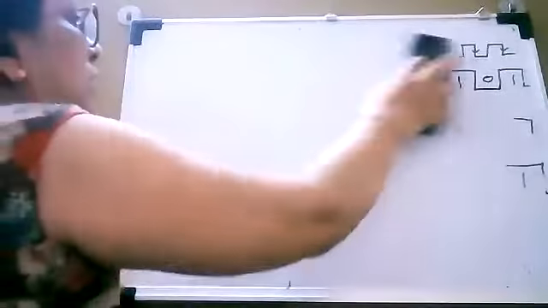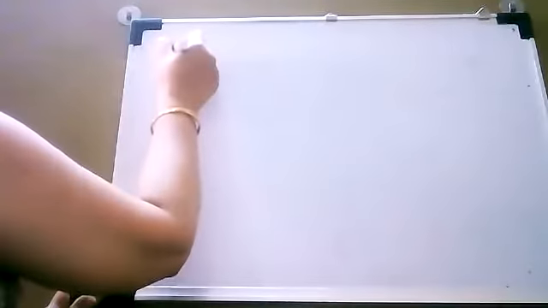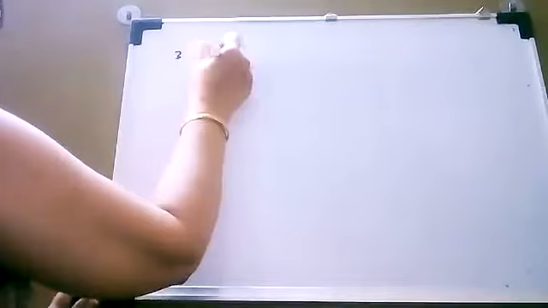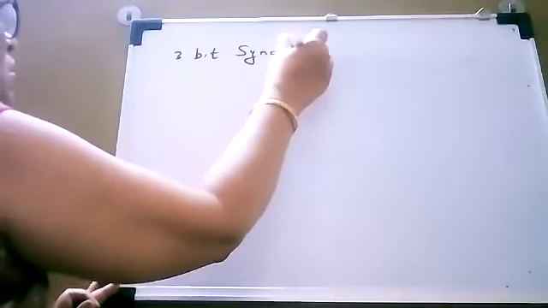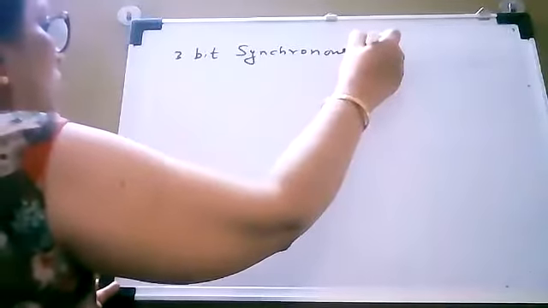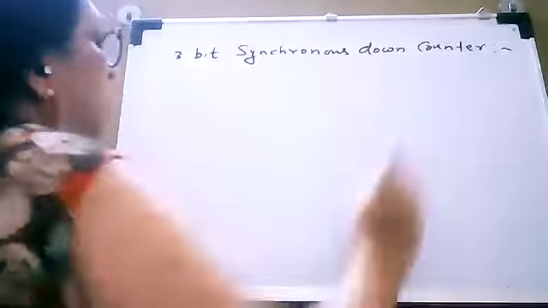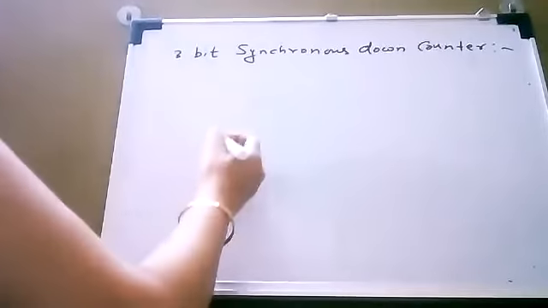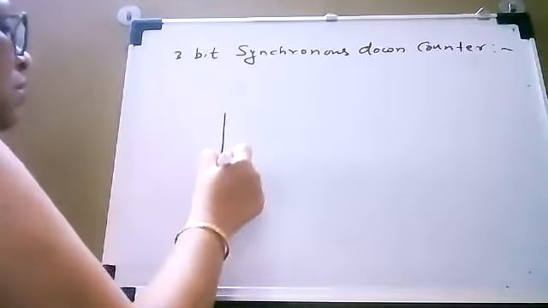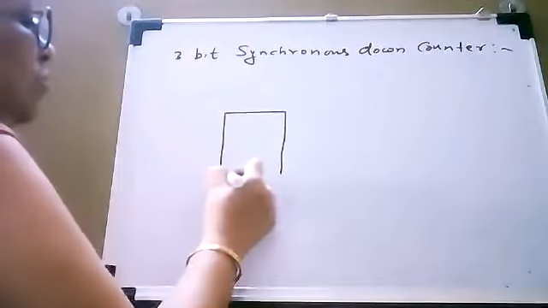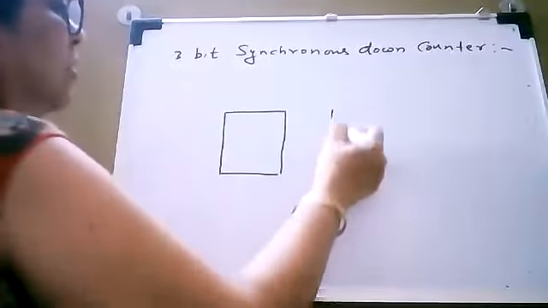First of all, I will draw a logic diagram for this counter, and then I will explain how it works. Okay. So, the 3-bit synchronous down counter. It will require 3 T flip-flops. First of all, I am going to draw 3 T flip-flops.